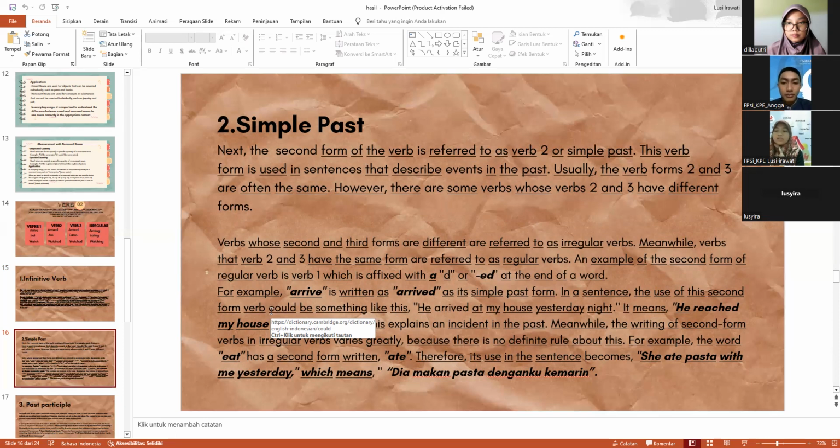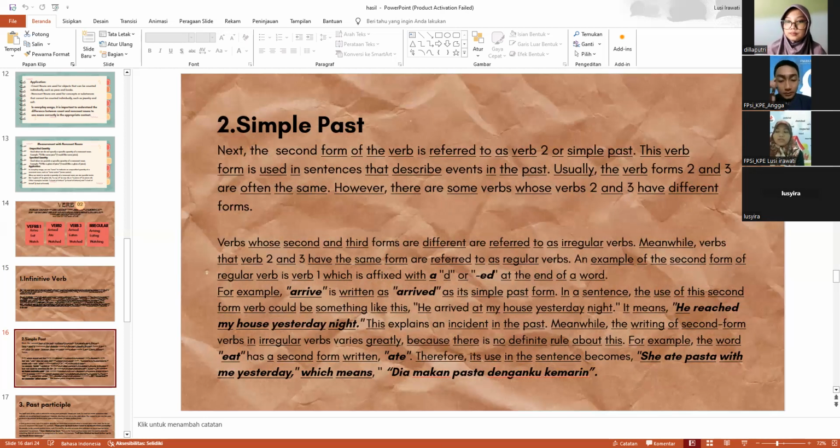In a sentence, the use of the second form could be something like this: He arrived at my house yesterday night. It means he reached my house yesterday night. This explains an incident in the past.